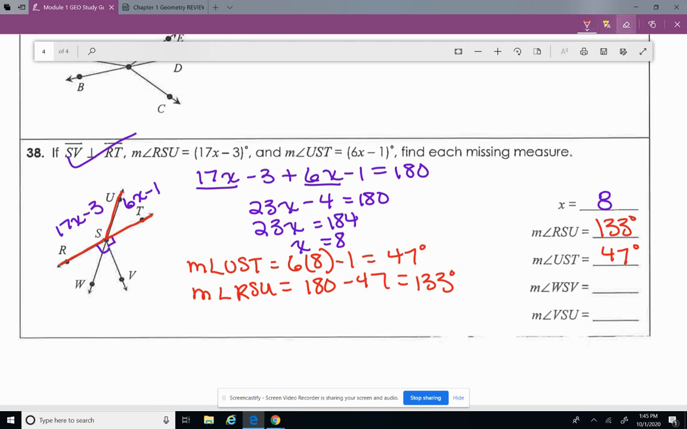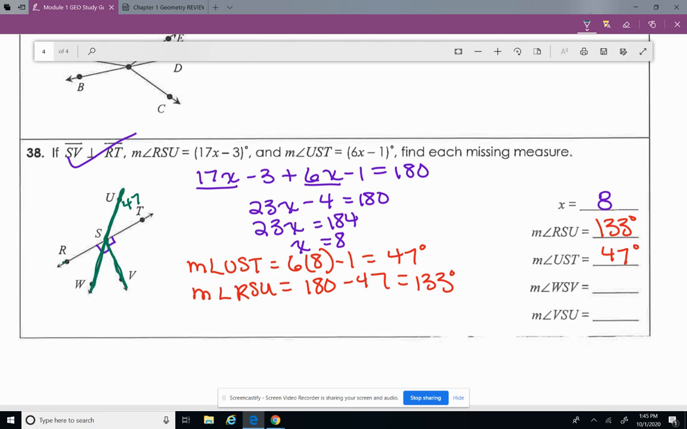All right, let me erase some. All right, let's see what they want next. They want to find out the measure of angle WSV. So WSV, that's that one right there. Okay. They also want to find the measure of VSU. VSU. Okay, so we knew this one was 47 degrees.